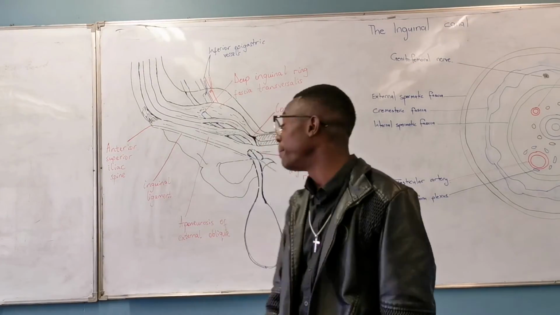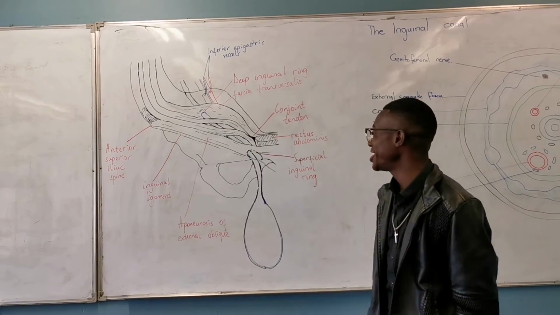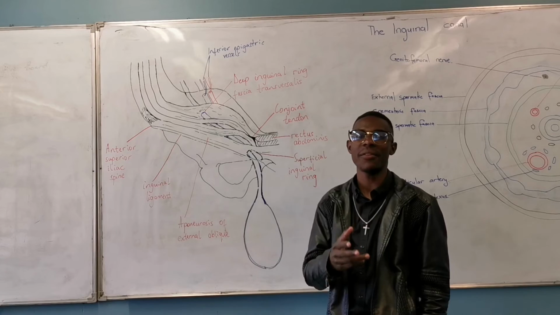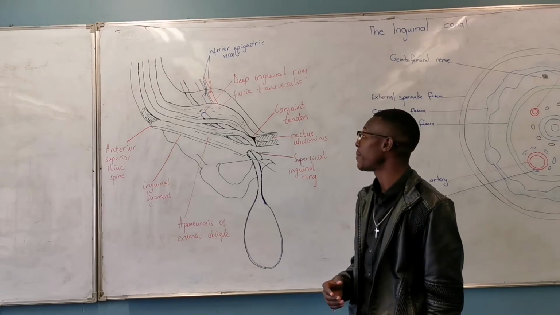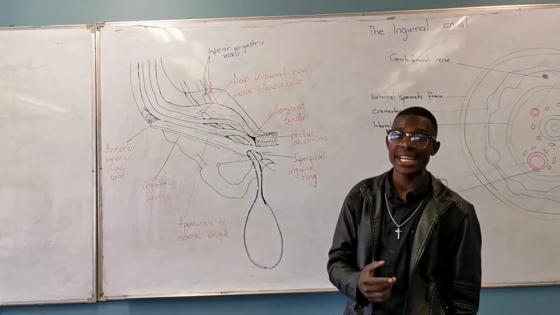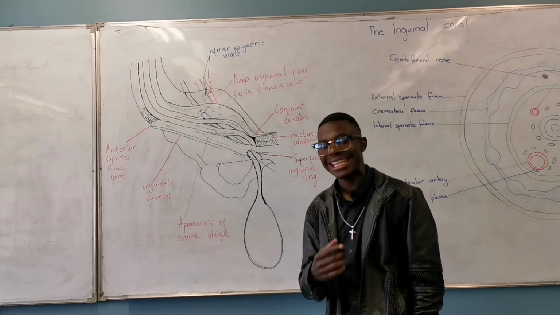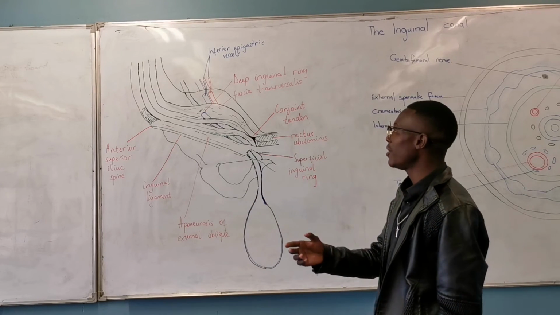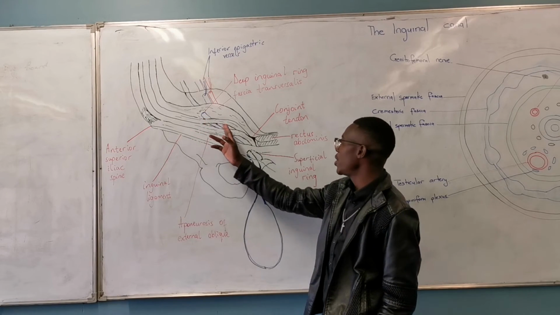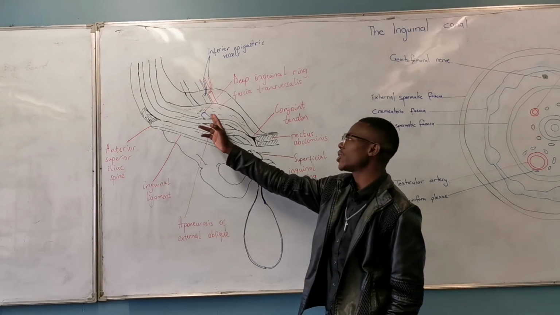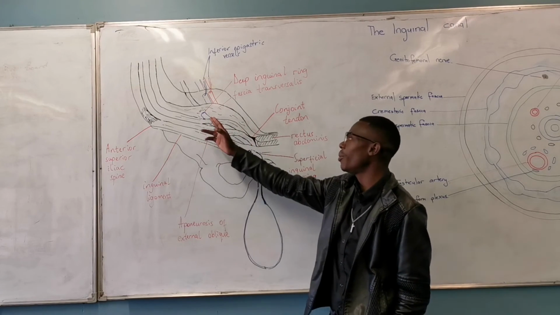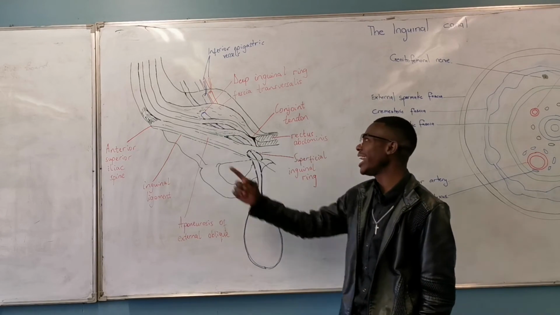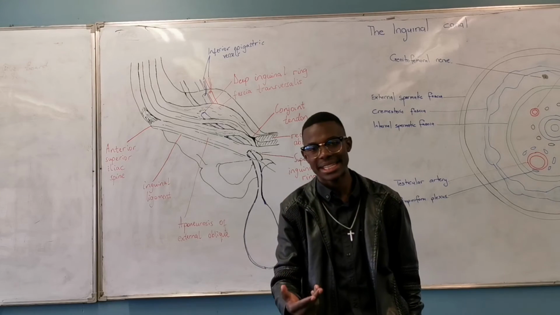So let us continue. Okay, let's talk about herniation, right? I remember I mentioned that we have direct herniation and indirect herniation. The one that is associated with the inguinal canal is indirect herniation. Why? Because the inguinal canal is oblique, right? So you're going to have the deep inguinal ring here and the superficial inguinal ring here. So there is no direct communication between the deep inguinal ring and the superficial inguinal ring. So it is oblique, and that's why we say it is indirect herniation.